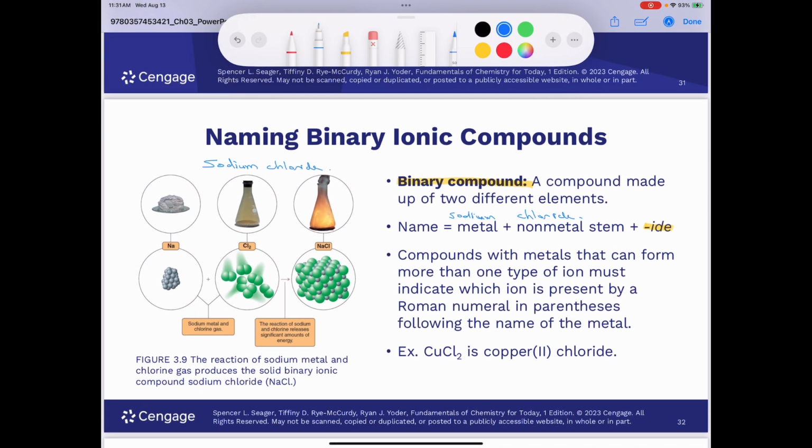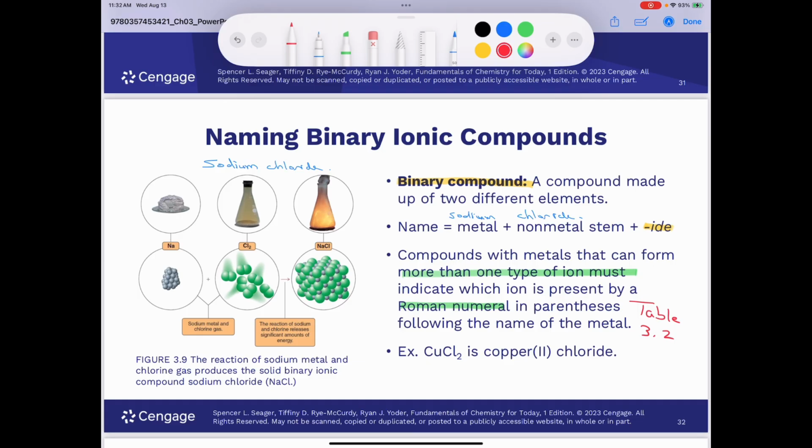Now the thing is that sodium is a group 1 metal, and so sodium can only have one charge. Sodium is always +1. Whereas sometimes you get metals like copper, for example. It says compounds with metals that can form more than one type of ion must indicate which ion is present by a Roman numeral in parentheses following the name. If you look in the textbook, there's a table. It's table 3.2. It's not in my slides, but I want you to take a look at that table because it'll show you that most of the transition metals are capable of adopting more than one charge.